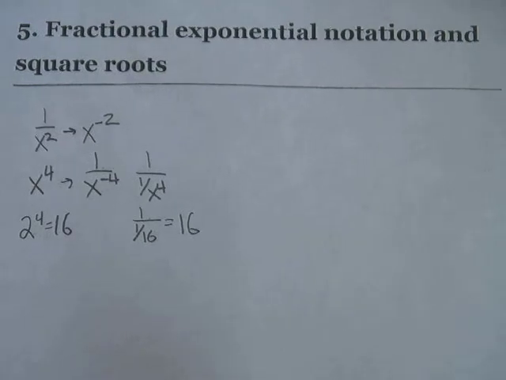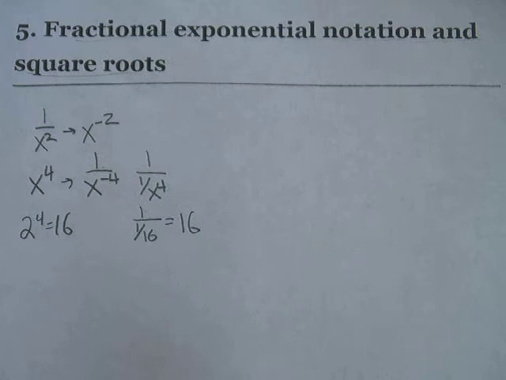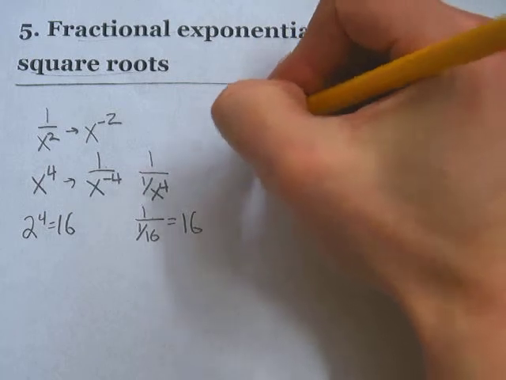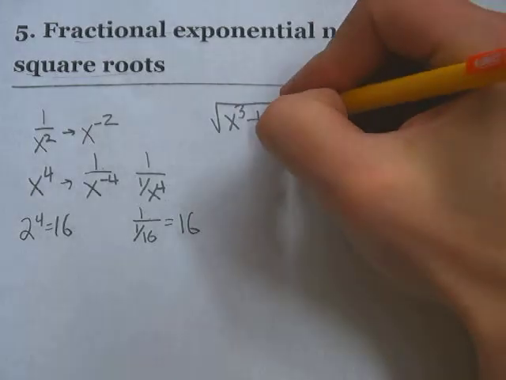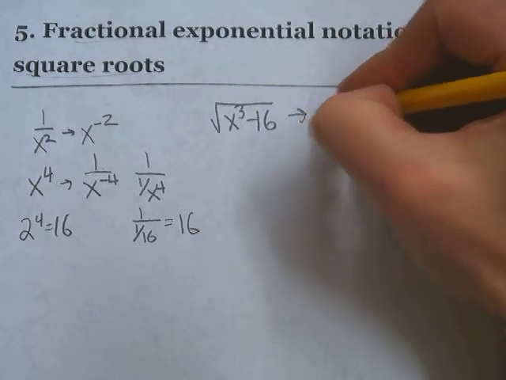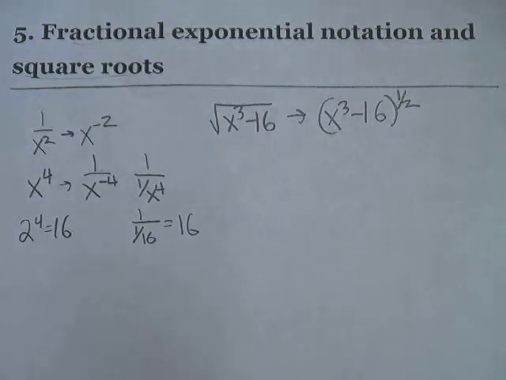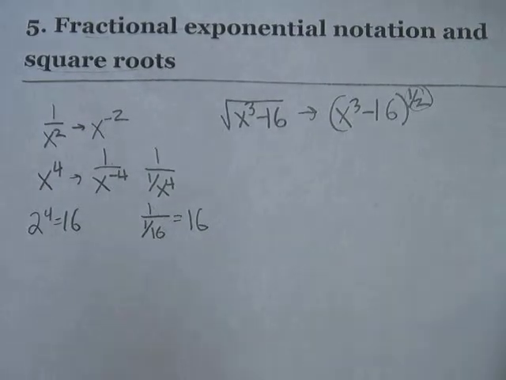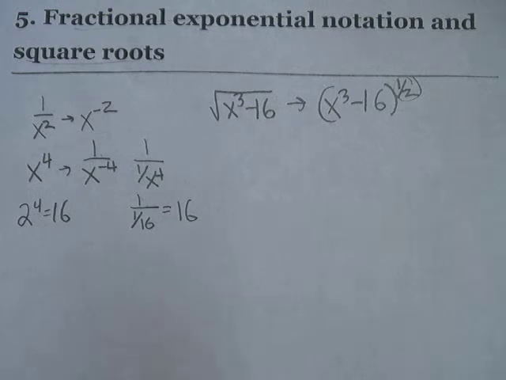Now, where we're moving towards is fractional powers. Fractional powers come from square roots. That's why I call it fractional exponential notation and square roots. So if I have something like the square root of x cubed minus 16, I can just rewrite this as x cubed minus 16 to the 1/2 power. And this is way nicer to do calculus on, because with calculus we affect things like the exponent here. And so having it written in this form is so much more useful than having it written in this form.